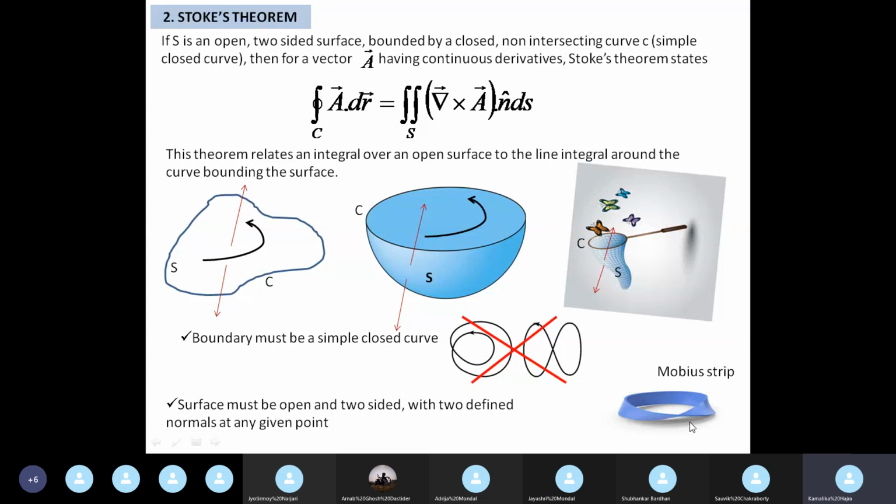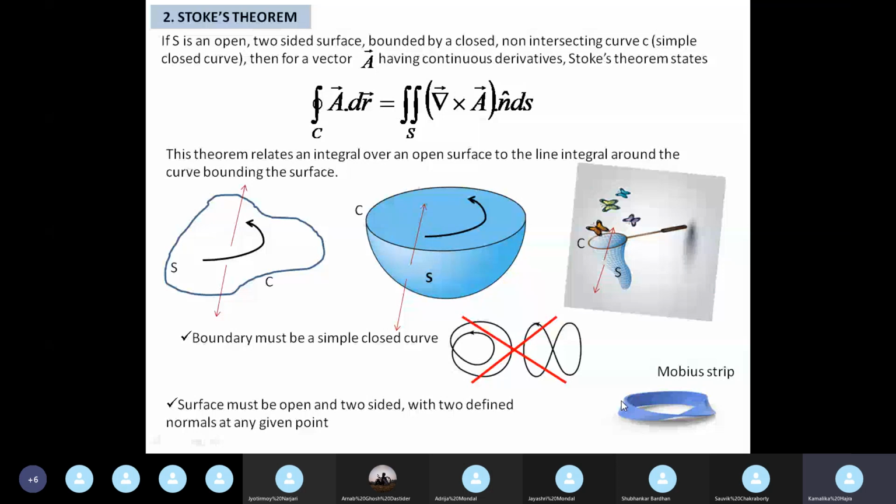two defined normals. Why am I saying this? If you follow my arrow here, if I start from here, say this is the direction of the normal and I'm on the outer surface now. If I travel around the Mobius strip, I'm still on the outer surface, on the outer surface, on the outer surface. But you see, without lifting my arrow, I have now moved to the inner surface. And I'm on the inner surface, and without lifting I can again come to the outer surface.